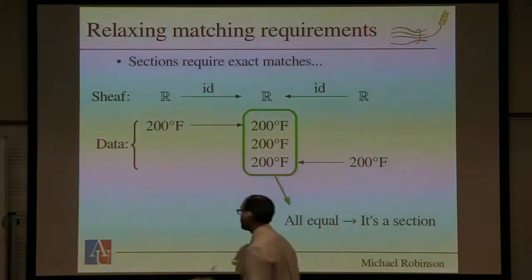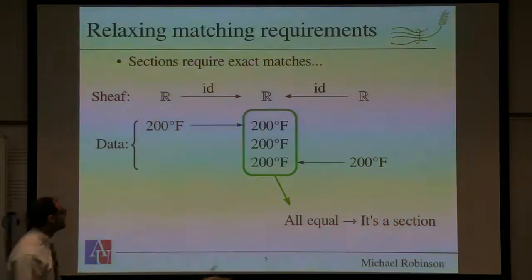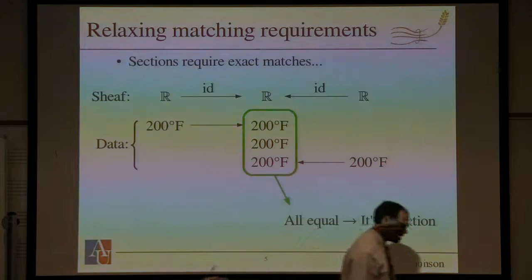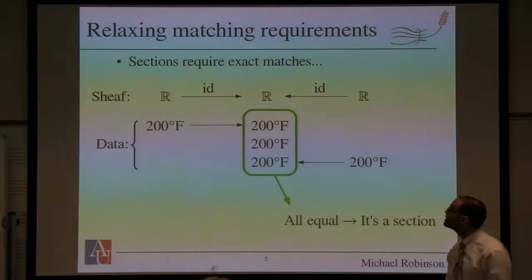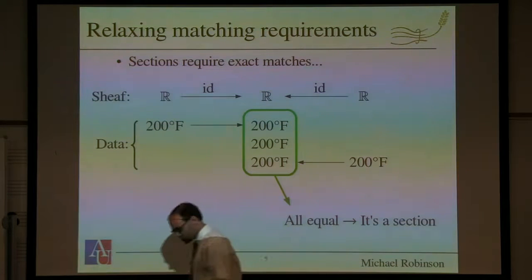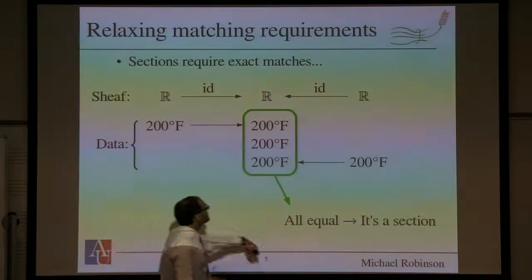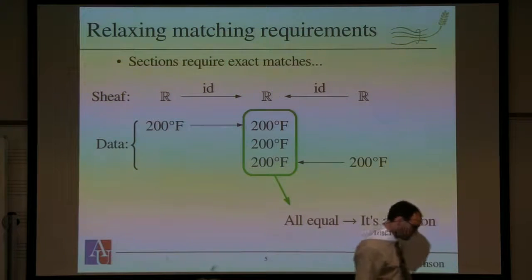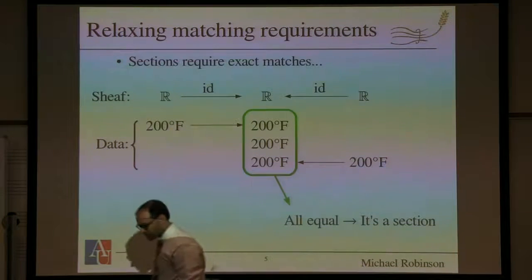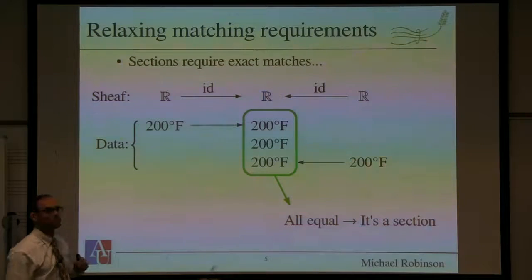Well, here's an example. This is a heterogeneous kind of example. It starts out as a homogeneous one, and I'll make it heterogeneous. So I could be measuring the temperature of a particular object, and if I have two independent measurements of it that each say the object is 200 degrees Fahrenheit, so one data source says 200 degrees Fahrenheit, the other one says 200 degrees Fahrenheit, and the object itself really is 200 degrees Fahrenheit, then yeah, everything is equal, everything is consistent, got identity maps there, all equal, it's a section.